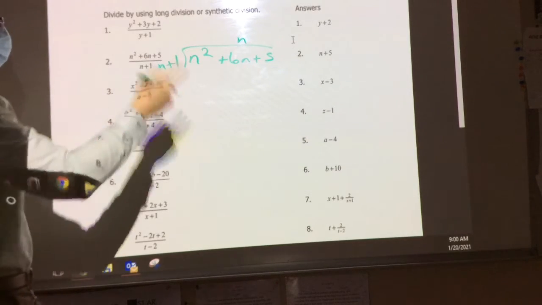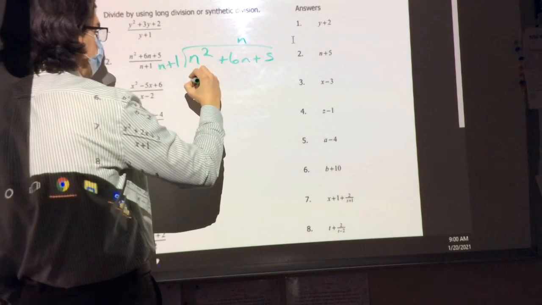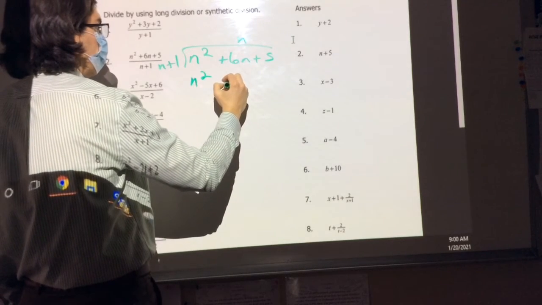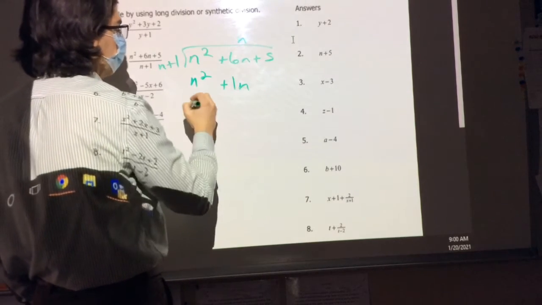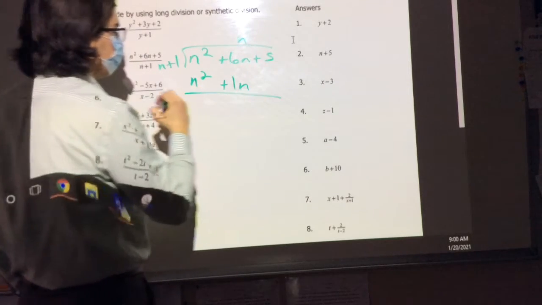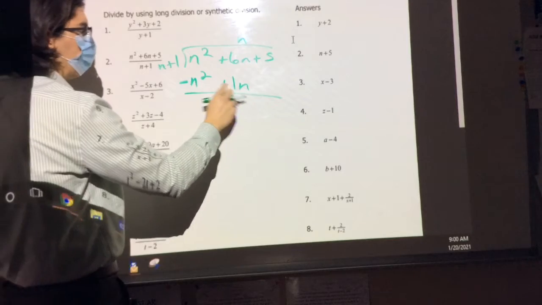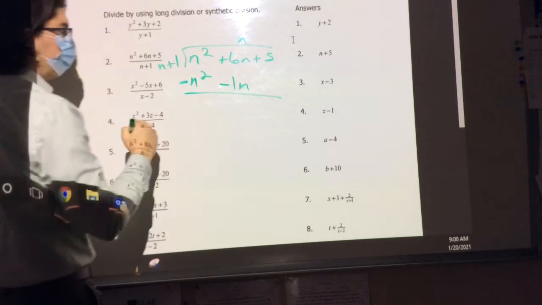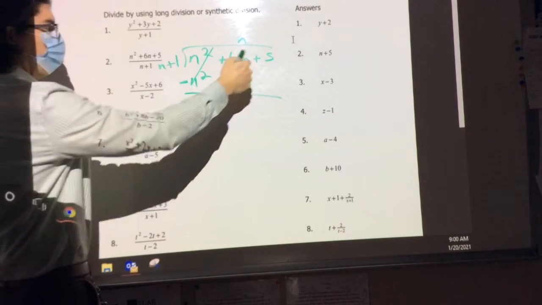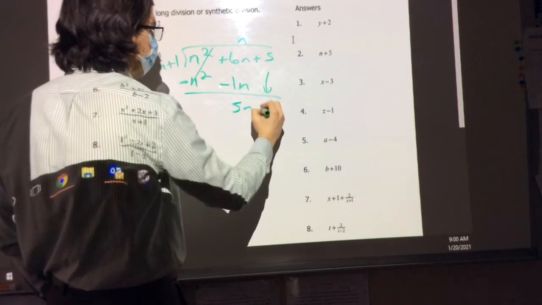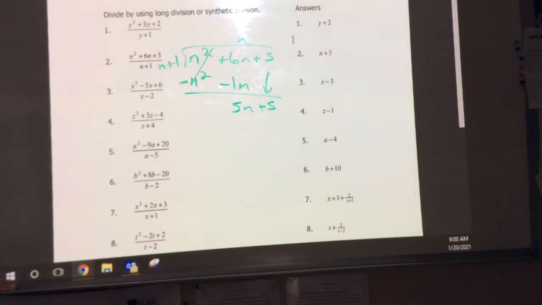You multiply n times n, which is? n squared. And n times 1, which is? N or 1n, good. Okay, Bennett, what's next? And then you distribute the negative. Yep. To the 1 in the. Good. Okay, these cancel out. What's 6n minus 1n? 5n. And then you drop down 5. Good. Well done, Bennett. Okay, next up.